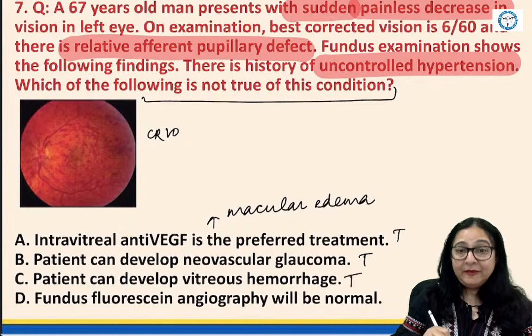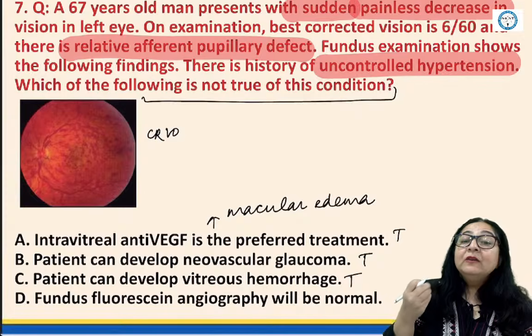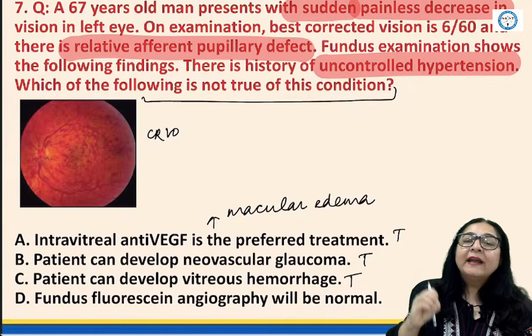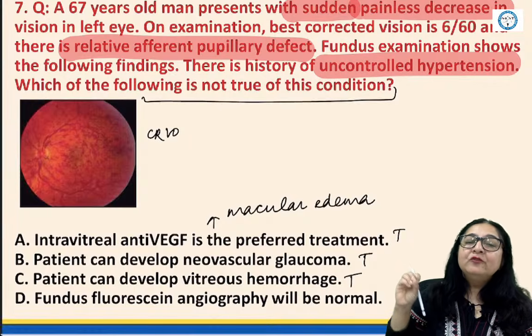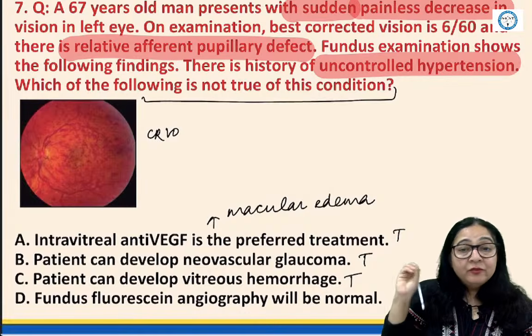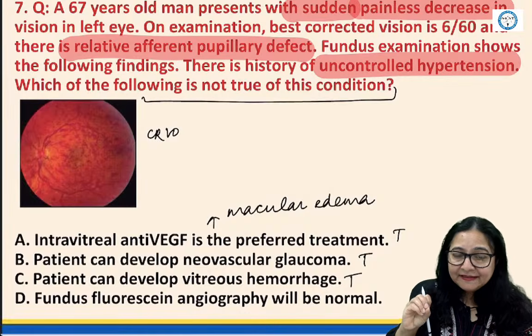Okay? These patients can develop vitreous hemorrhage. Again, a true statement, because if there is neovascularization on the retina, like NVD or NVE, that can lead to bleeding into the vitreous cavity. So that is why you have to give anti-VEGF injections in these cases.